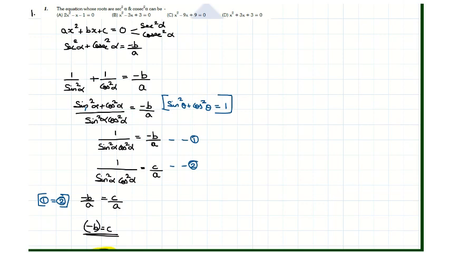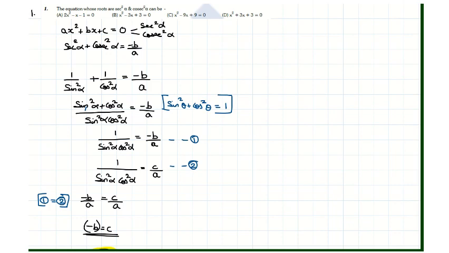The first question is, which of the following equations will have the roots secant square alpha and cosec square alpha? Now, secant square alpha plus cosecant square alpha is given by the formula minus b by a, using the equation of roots. Simplifying this, we get (sine square alpha plus cos square alpha) by sine square alpha cos square alpha is minus b by a, or 1 by sine square alpha cos square alpha is minus b by a.